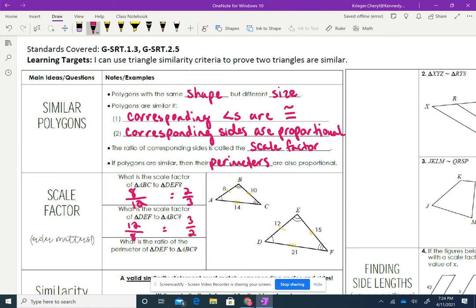So what's the ratio of the perimeter of triangle DEF to ABC? Well, if we're going to find the ratio, the ratios don't change, right? The polygons are similar, so their perimeters are also proportional. So we'll use the same ratio as before, triangle DEF to ABC. So that perimeter scale factor is also 3/2.